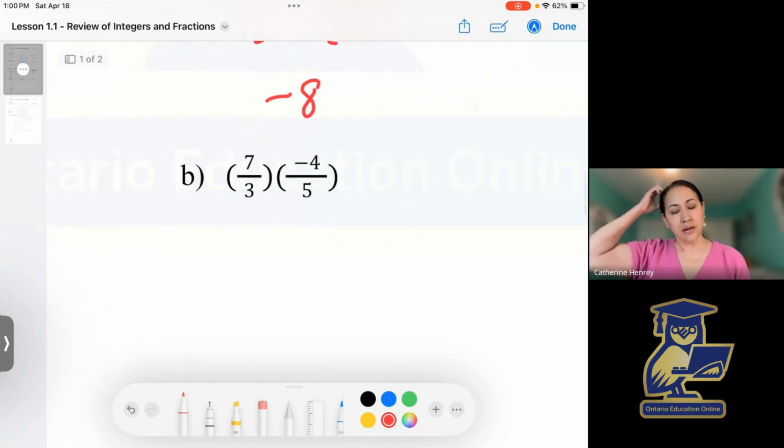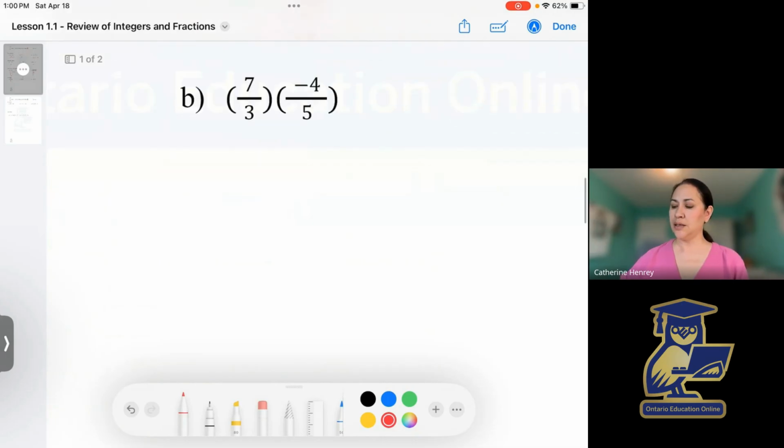Okay, another multiplication example. Again, we go straight across the top, straight across the bottom. We don't seem to have any values that we can cross cancel, so we'll just have to do this straight across the top and straight across the bottom. 7 times -4, -28. And across the bottom, 3 times 5 is 15. Cannot reduce this fraction anymore, so we'll move on to the next example.